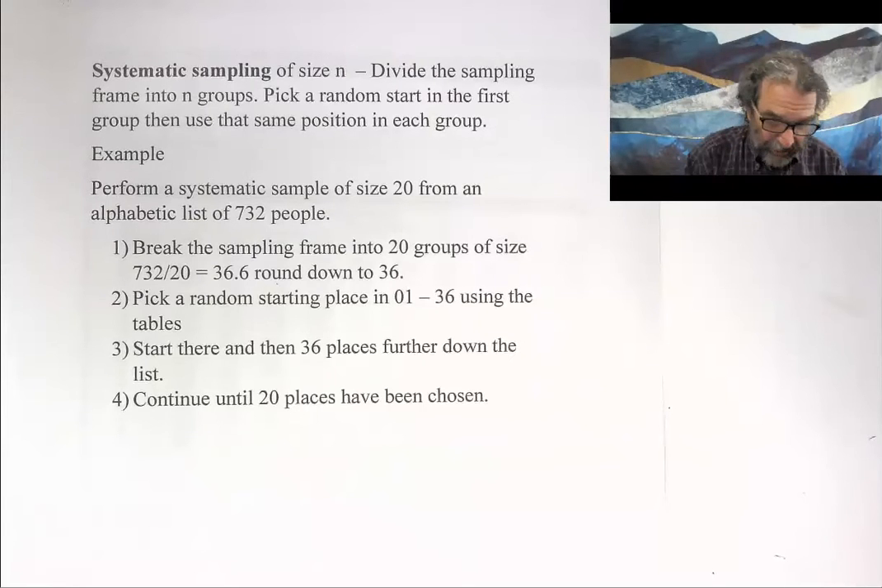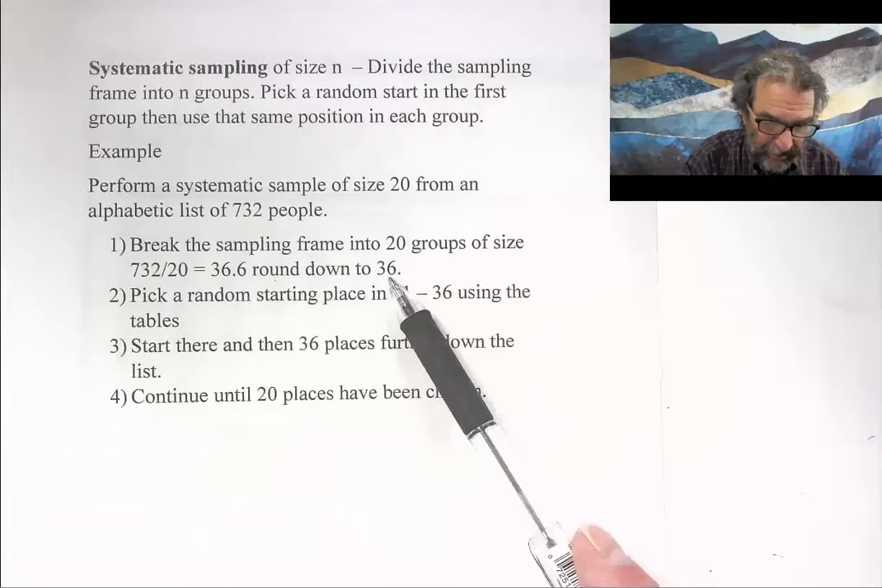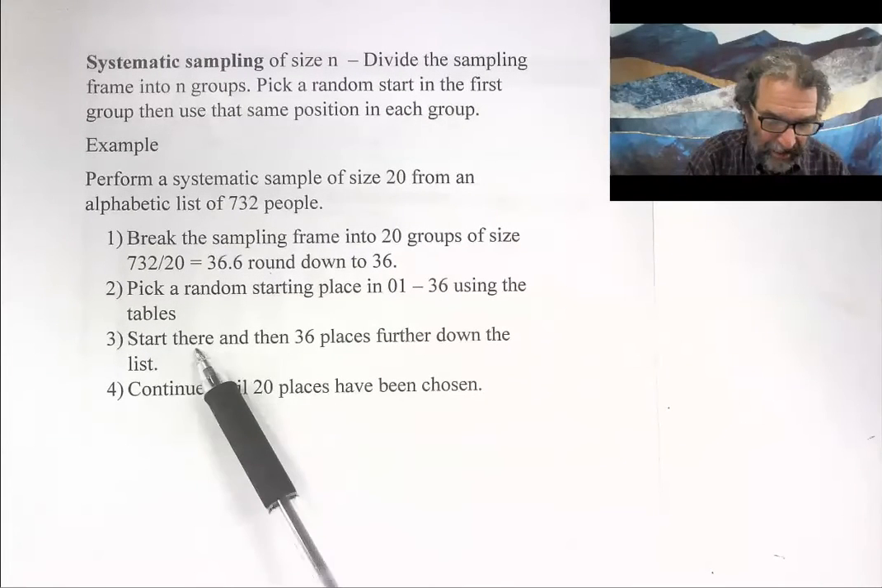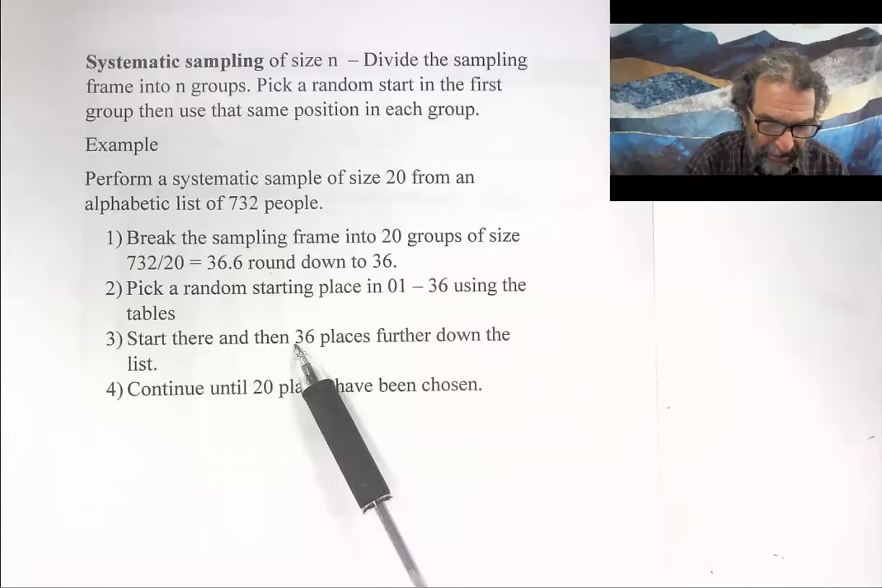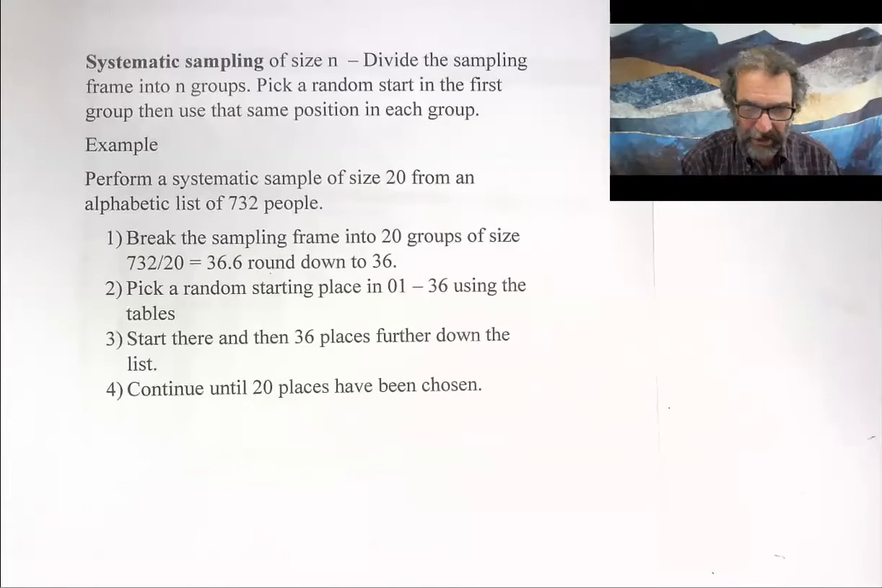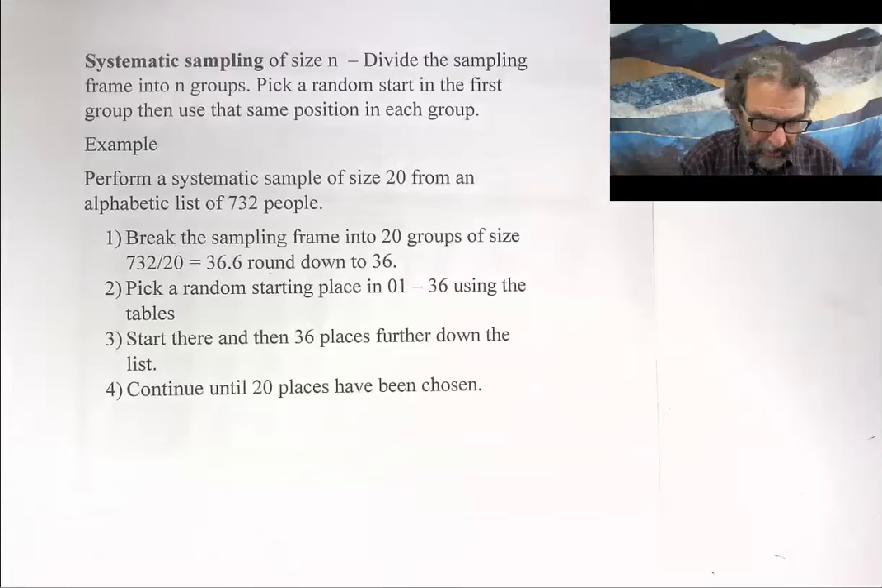So we rounded down to 36, pick a random starting place from 1 to 36 using the tables, start there, and then 36 places further down the list, and then 36 more and 36 more. Continue until 20 places have been chosen. Okay, so we're using 36.